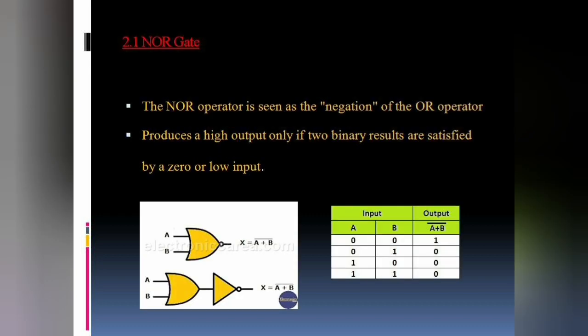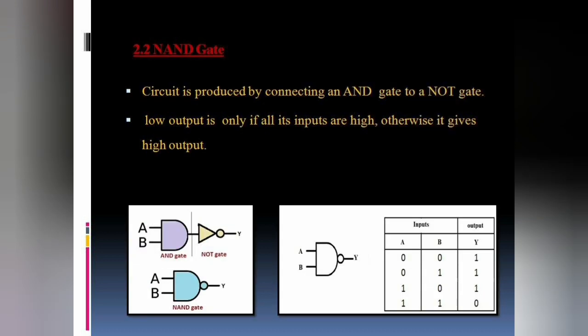NOR gate. A NOR gate or NOT OR gate produces high output only if all its inputs are logic low. Otherwise, output is 0. Hence, NOR gate is the inverse of an OR gate. Its circuit is produced by connecting an OR gate to a NOT gate. NAND gate. NAND gate circuit is produced by connecting an AND gate to a NOT gate, as shown in the figure. A NAND gate gives a low output only if all its inputs are high. Otherwise, it gives a high output.